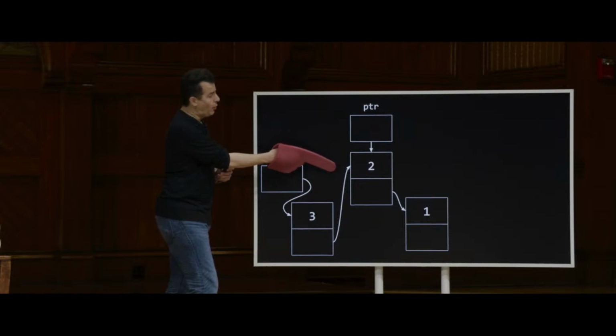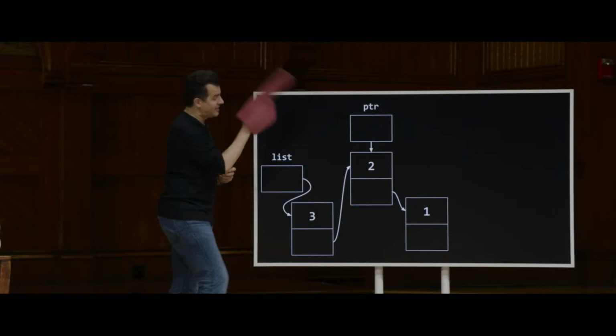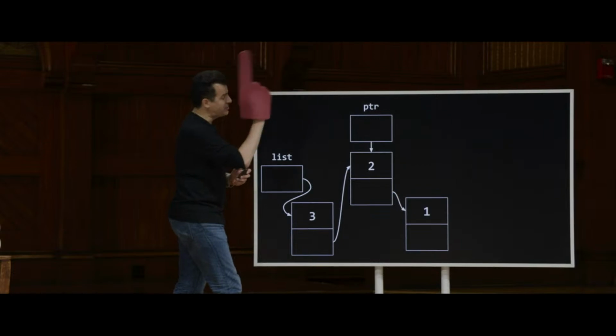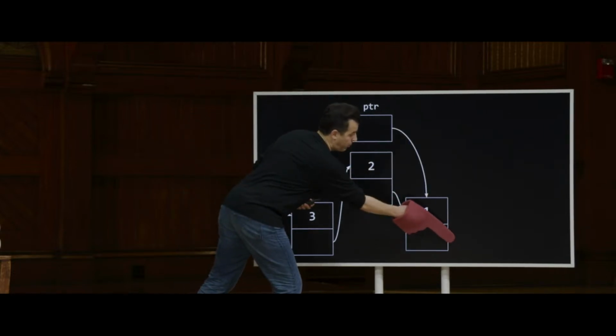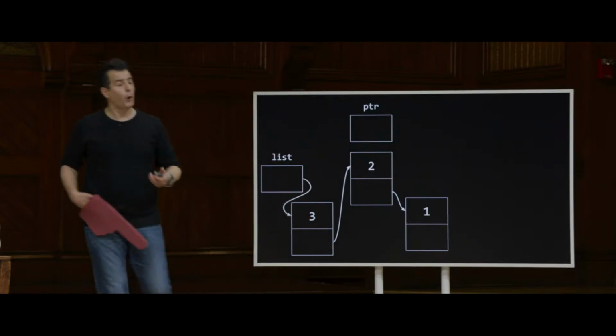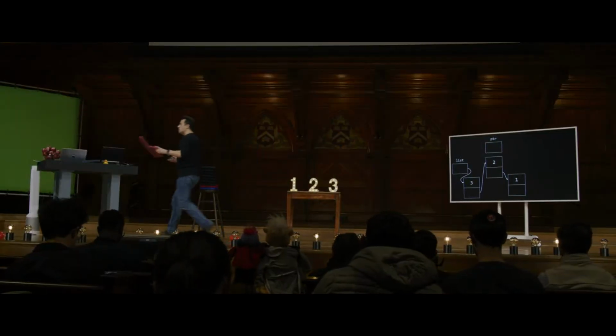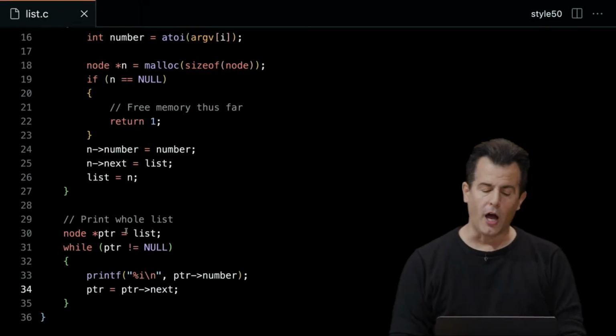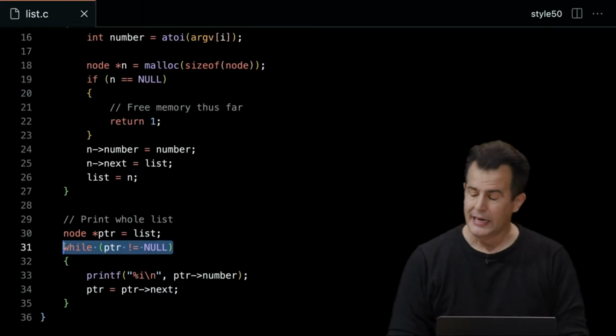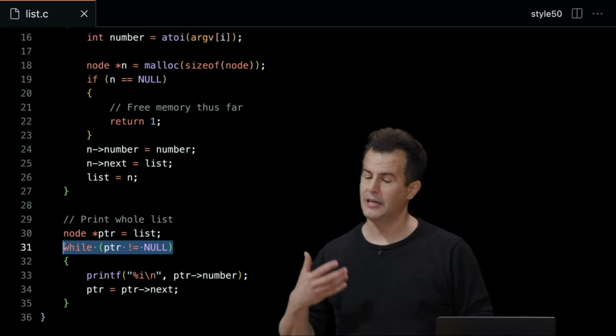I then print that out and set pointer equal to pointer next. That's like following this arrow and updating pointer to point at this node instead. At that point, the next step is going to be to point it to null. So for all intents and purposes, I'm done. And that's why we can actually get away with this while loop, because while pointer is not null, it's going to print and print and print.